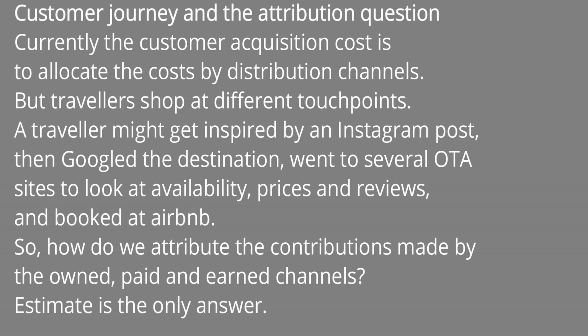He might hop on other places before he makes the booking at Airbnb, because he has a customer loyalty program there. How do you allocate the cost? The customer might have never booked if he wouldn't have seen that Instagram post on a friend's timeline. So it is very important to consider not only the distribution, but also how you find the customer.